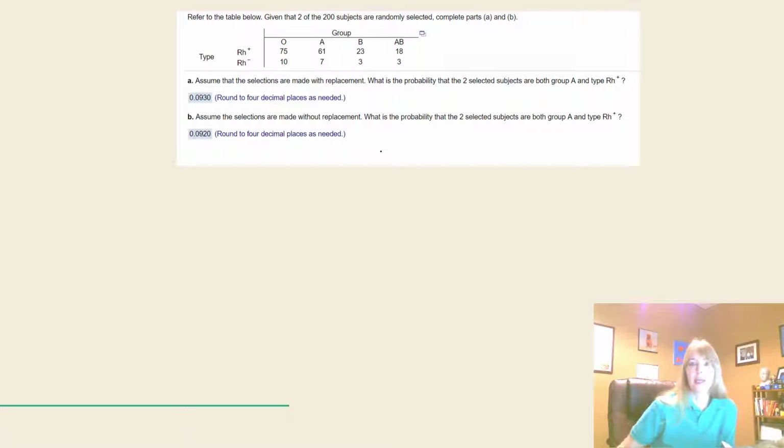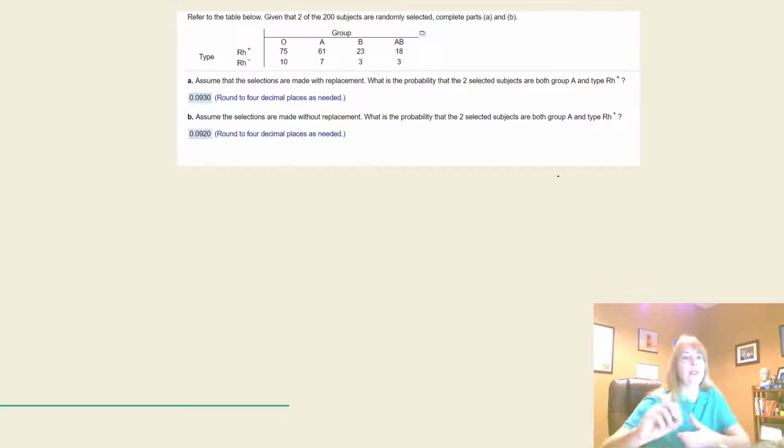All right, so let's see how much you're enjoying probabilities. A lot of times it won't be the fun and games where you're going to go gamble, go to the casino, how many ways to get a full house, that type of stuff. You'll see things like this in a table that says, given that 2 of the 200 subjects are randomly selected, so if you add all those up, you'll see you get 200, assume that the selections are made with replacement. So in other words, you take one and you put it back, and then you take the second one.